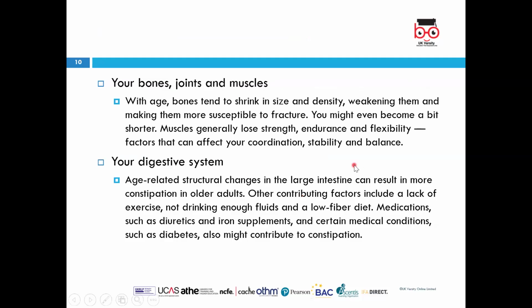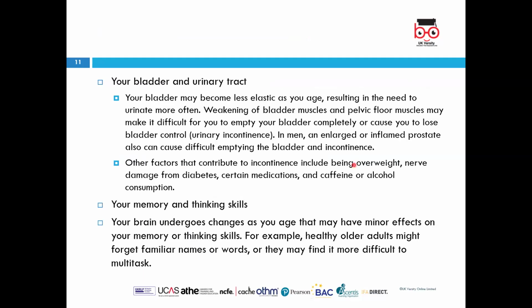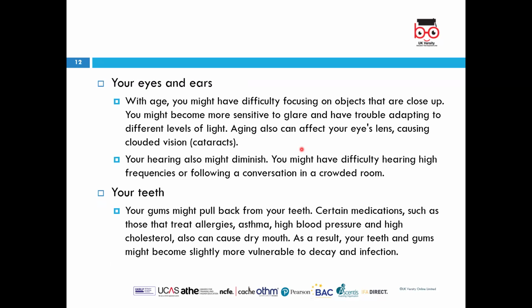The bones and joints become weak, fragile, and less elastic as well. The digestive system becomes less functioning. The bladder and the urinary tract also lose their power to constrict, and that is why they go through urinary incontinence, where the urine flows out and they can't control their urine or their feces. Memory and thinking skills decrease. There's a decrease in all these factors.